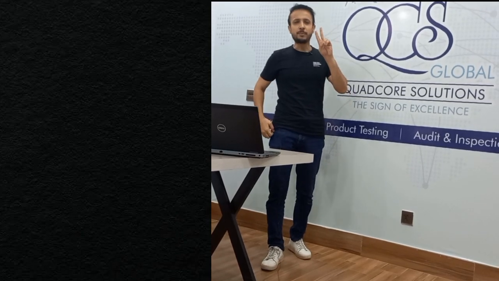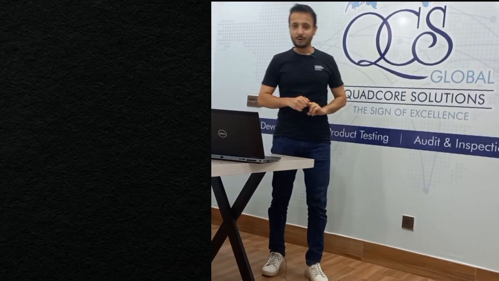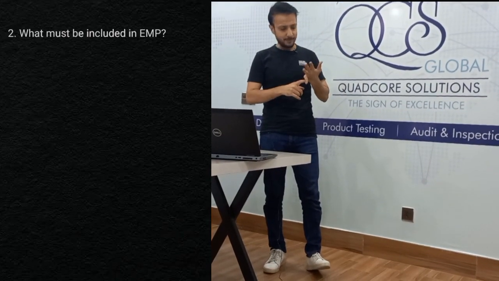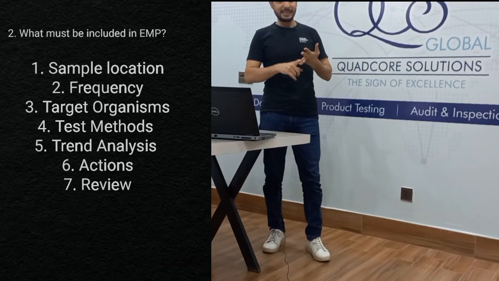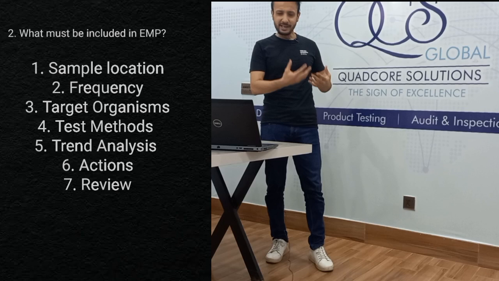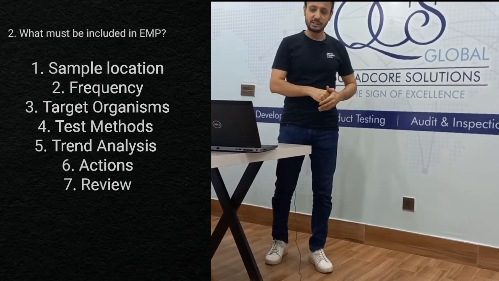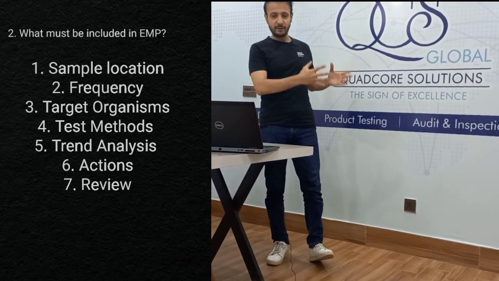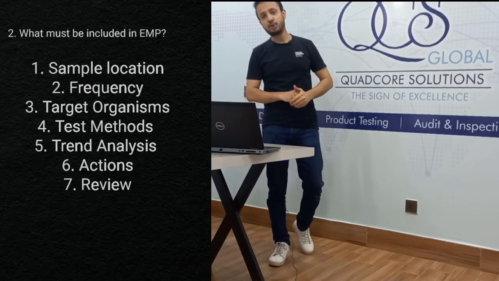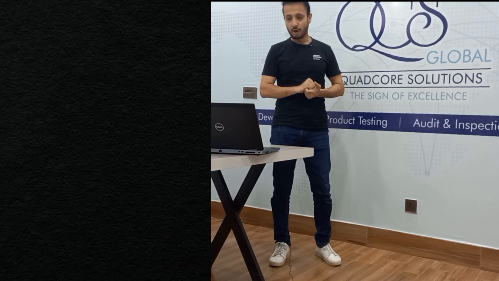Point number 2, what must be included in environmental monitoring program? So there are different things like sampling procedure, frequency, test methods, target organisms, trend analysis, corrections and corrective actions, and the review process of the environmental monitoring program. So all these things need to be defined in your EMP procedure or program.